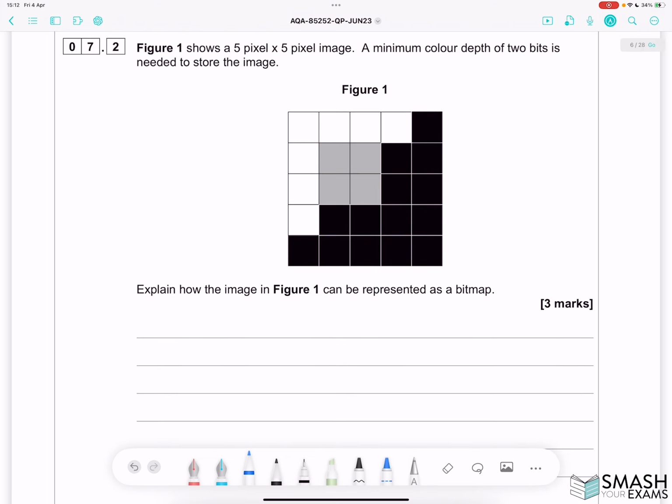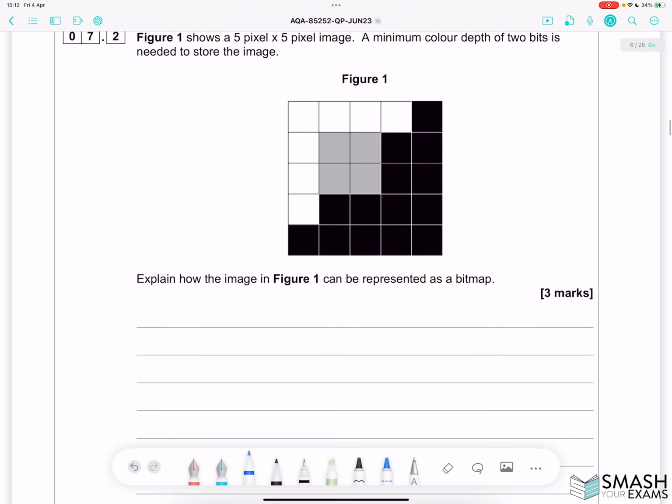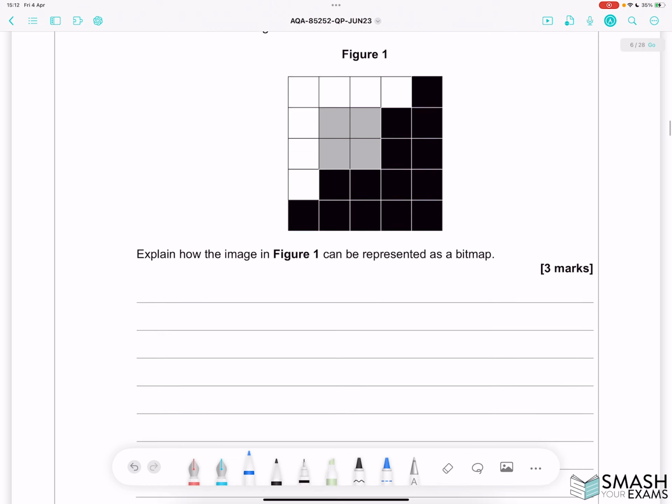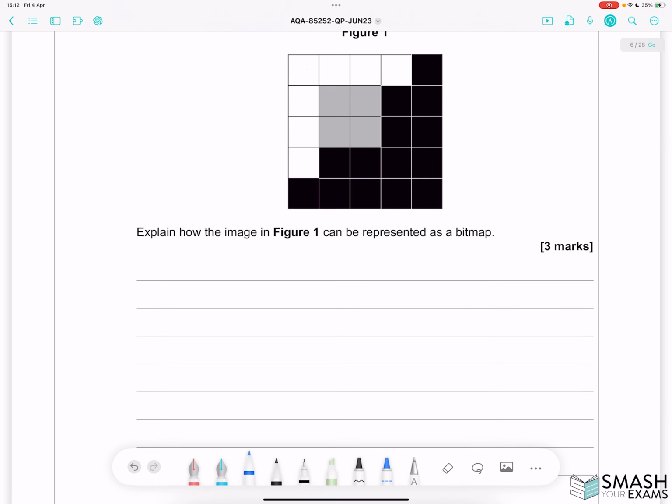So we've now got a 5 by 5 pixel image. A minimum color depth of 2 bits is needed to store the image. Explain how the image in figure 1 can be represented as a bitmap. So this is really asking us, do we understand what bitmap images are? And can we refer to some of the terminology that's being given to us in the question as well? So what we can now say at this point is that the pixels that make up this image would be stored consecutively. So that would be the first point that might be worth mentioning.